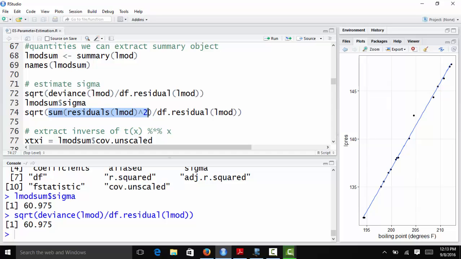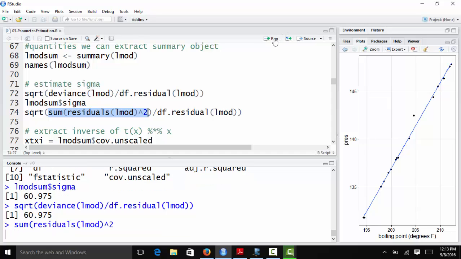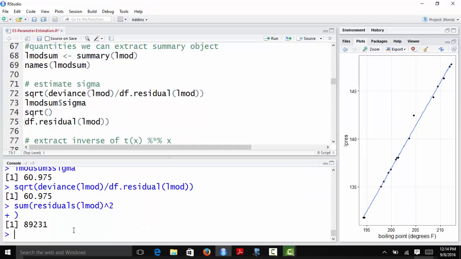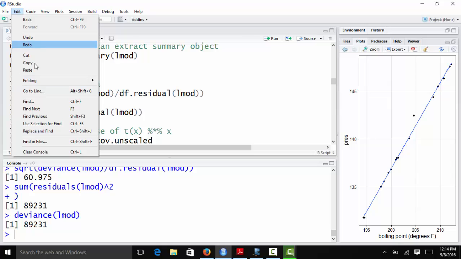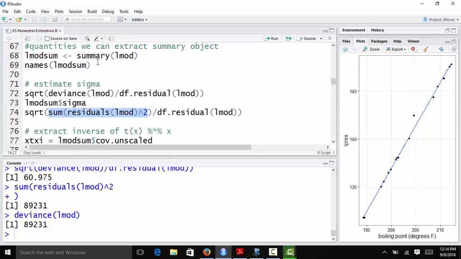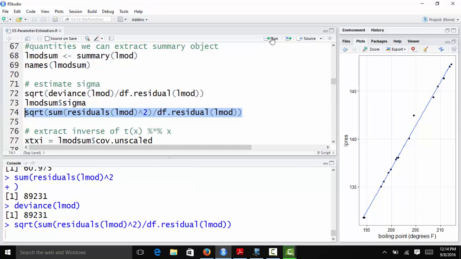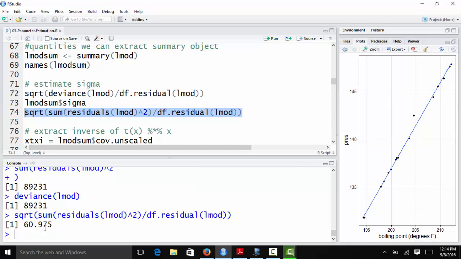Oops, I need a closing parenthesis here. Or sorry, the residual sums of squares, which I can also obtain from the deviance function. Okay, I get the exact same numbers here. So I can sum the squared residuals, I can divide by the residual degrees of freedom, and then I take the square root of everything in order to obtain my estimate of sigma. So sigma hat is once again 60.975. So yeah, we can obtain sigma hat, which is great.